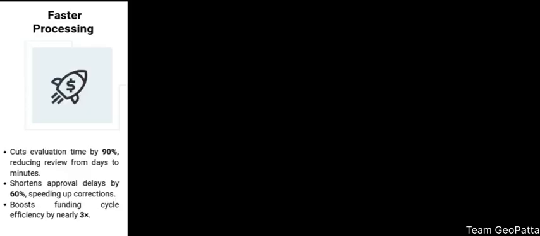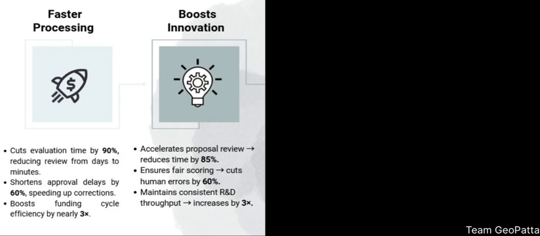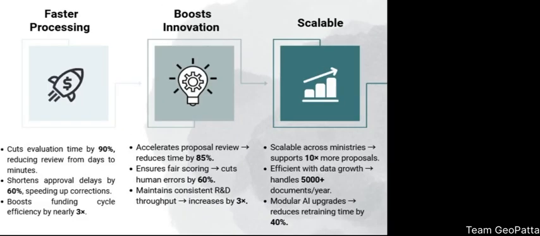Our solution allows for faster processing, cutting the evaluation time by 90%, as well as shortening approval delays by 60% and improving funding cycle efficiency by 3 times. It boosts innovation as it accelerates the proposal review by 85%. It cuts human errors as well as maintains consistent R&D throughput. It's highly scalable across ministries and can support 10 times more proposals. In fact, it can handle more than 5,000 documents per year.